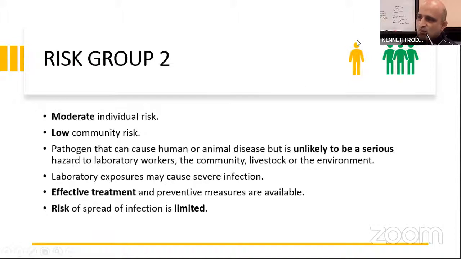Okay, we move on to risk group two. Now, the individual has basically become yellow. So that's a moderate individual risk and a low community risk.